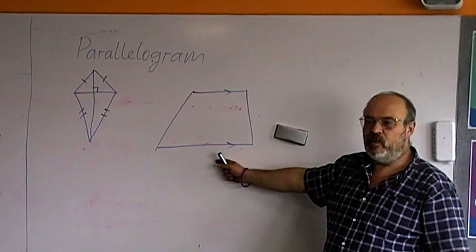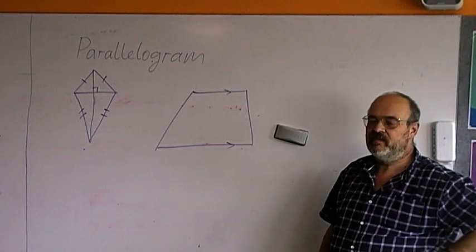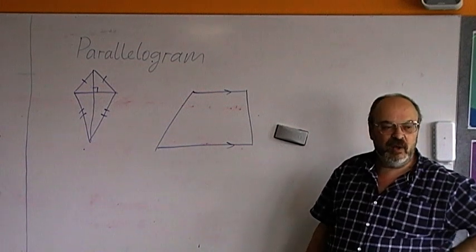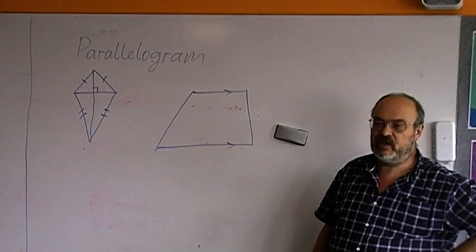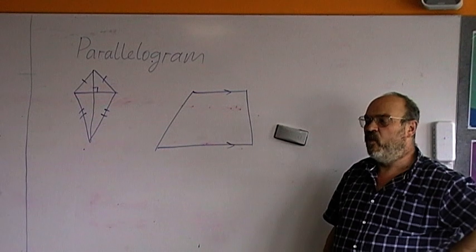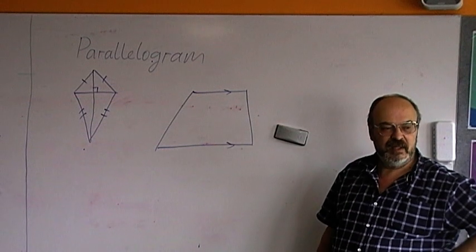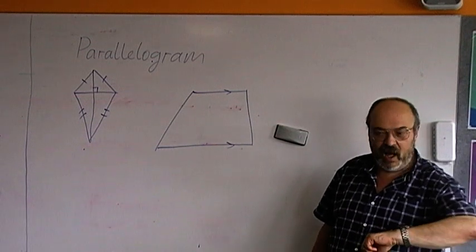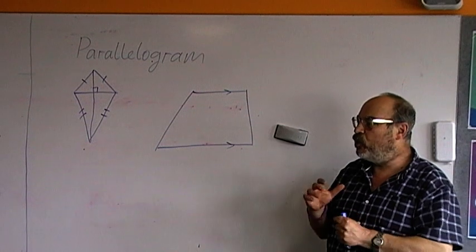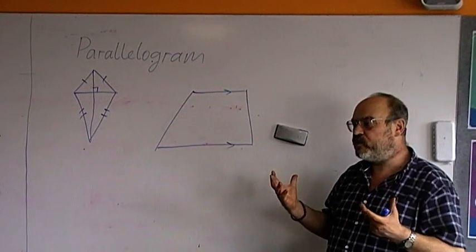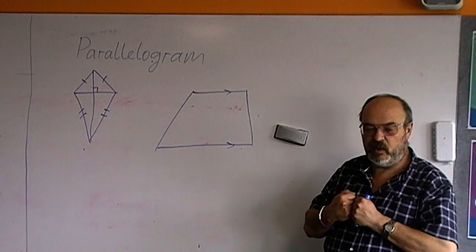Trapezium, and that's the only feature to make a trapezium a trapezium: one pair of parallel sides. Okay, that's all about the types of special quadrilaterals that we're learning.